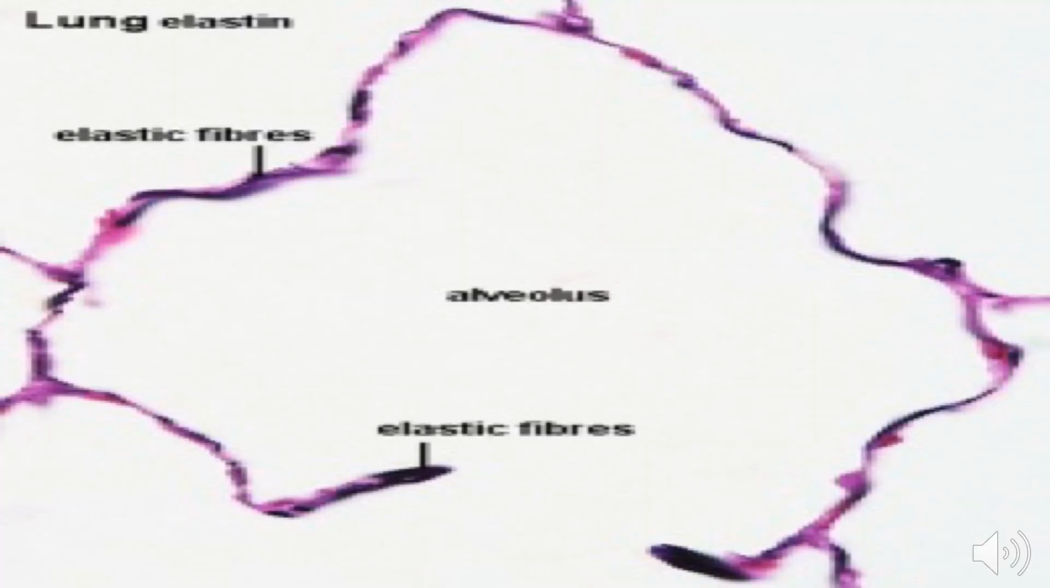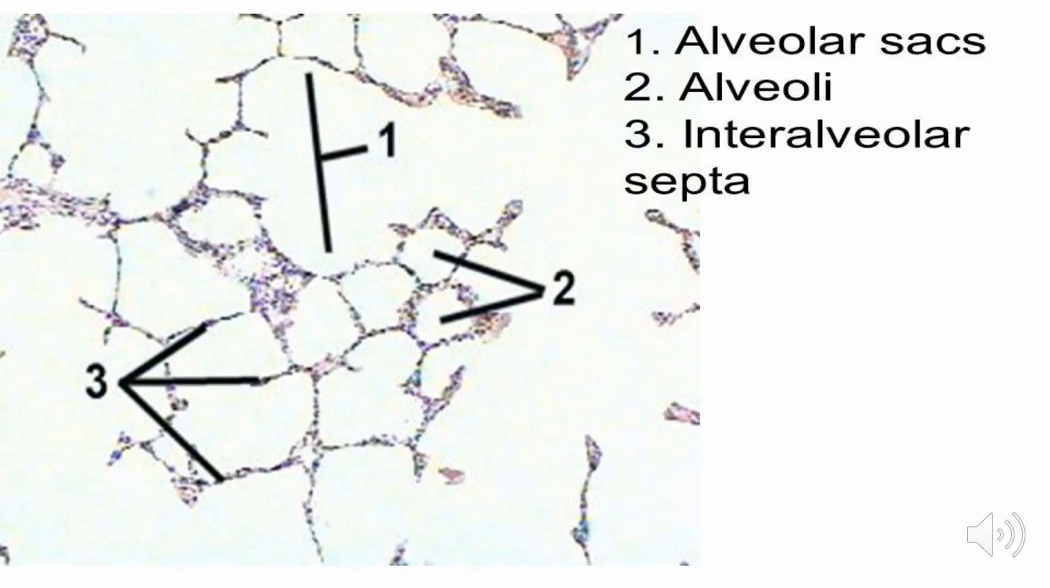This picture is just showing us that the alveoli are provided with abundant elastic fibers so that they can expand during inhalation. Take a look at the structures labeled with number 3. These are the walls between two alveoli, and the walls will be referred to as interalveolar septa. And these interalveolar septa are formed by two adjacent alveoli.